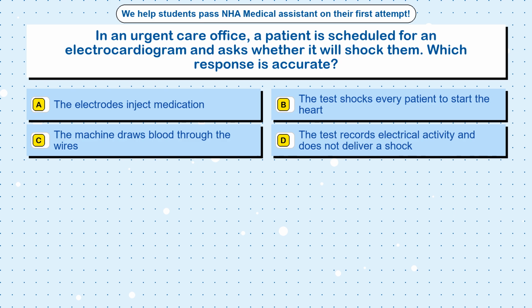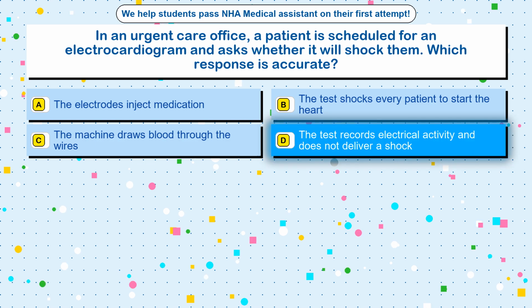Which response is accurate? Option A, the electrodes inject medication. Option B, the test shocks every patient to start the heart. Option C, the machine draws blood through the wires. Option D, the test records electrical activity and does not deliver a shock.